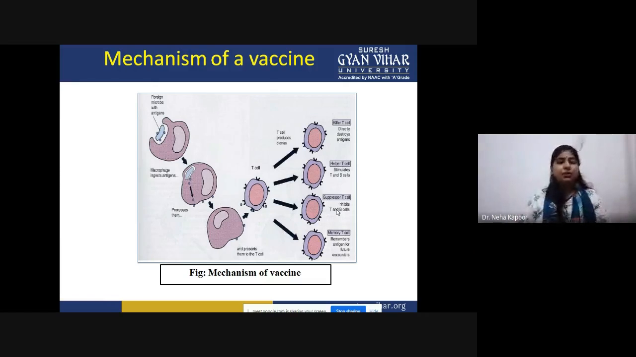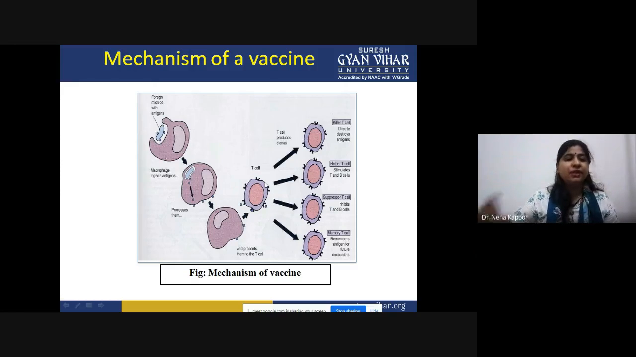Now the main mechanism of action of a vaccine: whenever you get administered some vaccine, how does our immune system respond? For example, as you can see, this is the foreign microbe with antigen. This is the macrophage that will ingest the antigen, meaning phagocytosis is triggered. It will ingest it, process it and present it to the T cells. T cells will differentiate into killer T cells, helper T cells, suppressor, and memory cells.